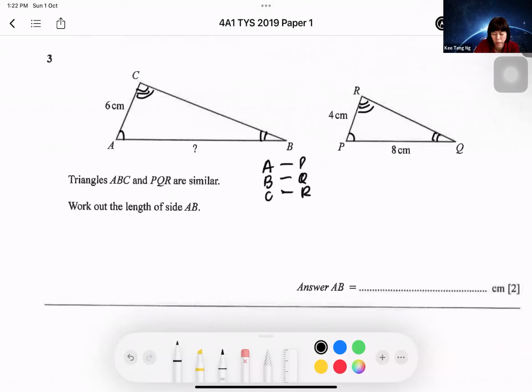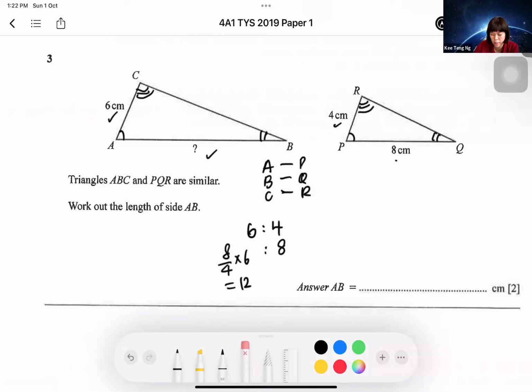I'll probably have 6:4. So the ratio is 6:4 cm. Then this one, AB, is the one I need to find: question mark over 8. So from here, I have 8 cm. How do I get the number? You can do your working: 8 divided by 4 times 6, 8 over 4 times 6, 12.